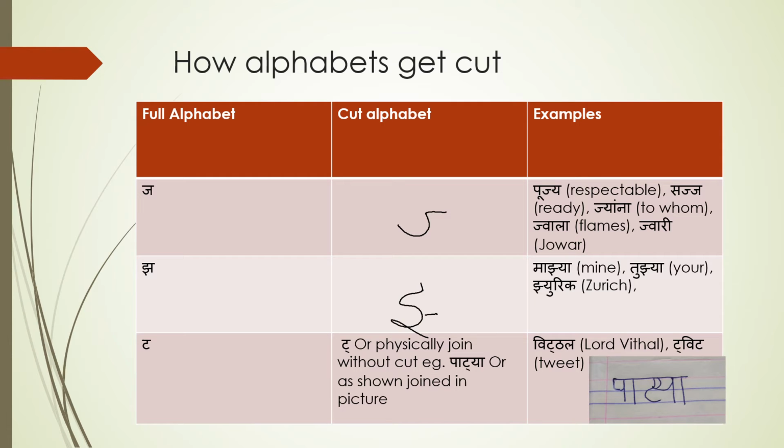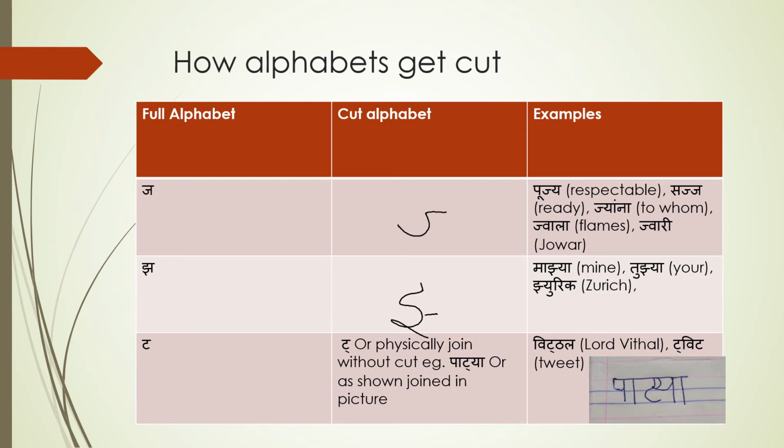Let's follow this by J and Z. The pattern remains the same. The standing line attached to the letter is missing. So that's an indicator that J or Z are pronounced half and are attached to another letter. A few examples of J: Pujya, Sajja. J is attached to J and one is pronounced half, another is pronounced full, so it is Sajja. Jwari, jwala. Examples of Z: Maza, tuzha, Zurich.